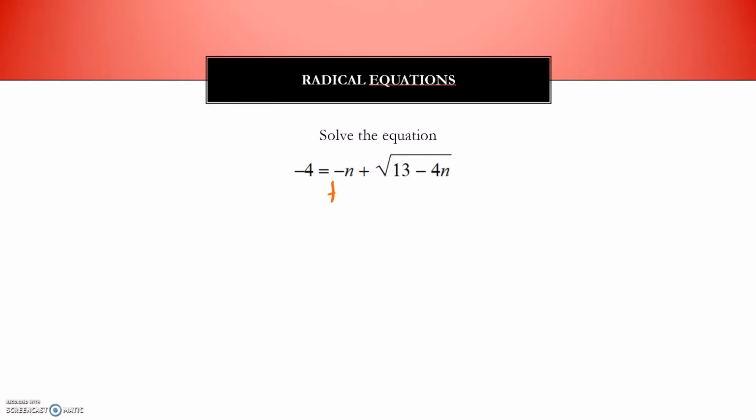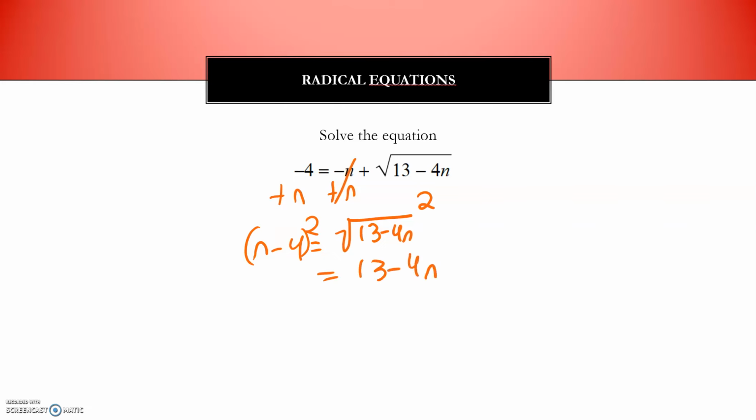So, same rule as before, got to get the radical by itself, add n to each side. I have n minus 4 equals the square root of 13 minus 4n. The radical is now isolated, so I can raise both sides to the second power. I get 13 minus 4n on the right.